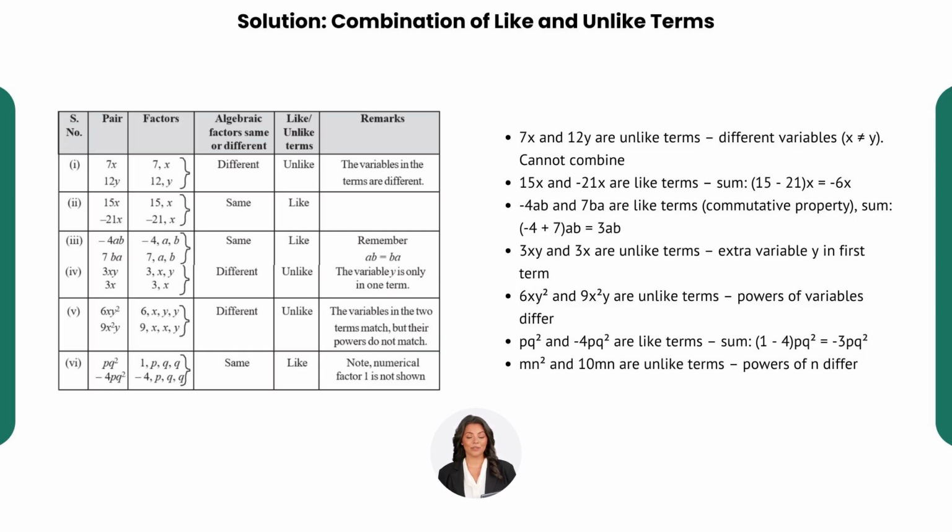This table on screen clearly summarizes these results for better understanding. By mastering identification of like and unlike terms, you can simplify algebraic expressions accurately and confidently.